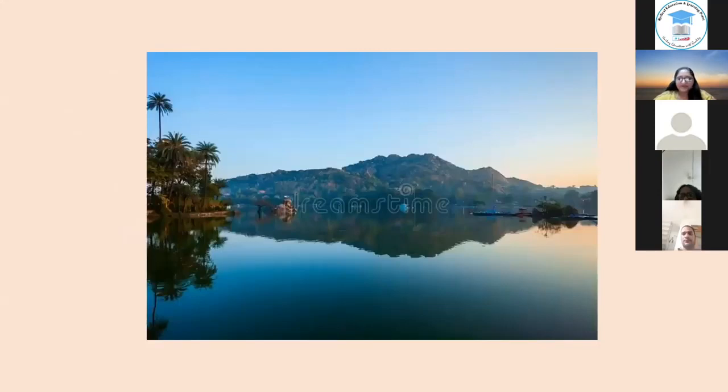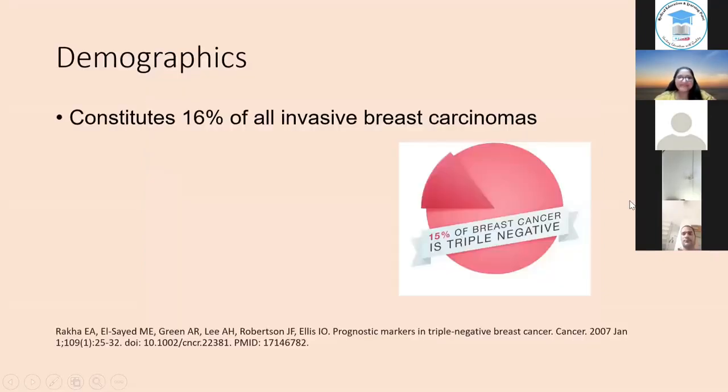So this is a beautiful picture of nature. You can see these beautiful mountains, lake, and plants. Let me know which place this image is from. Any city you can think of. I will be showing more pictures of cities later.